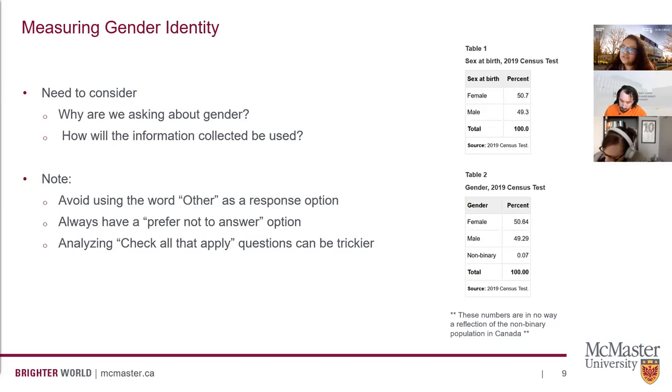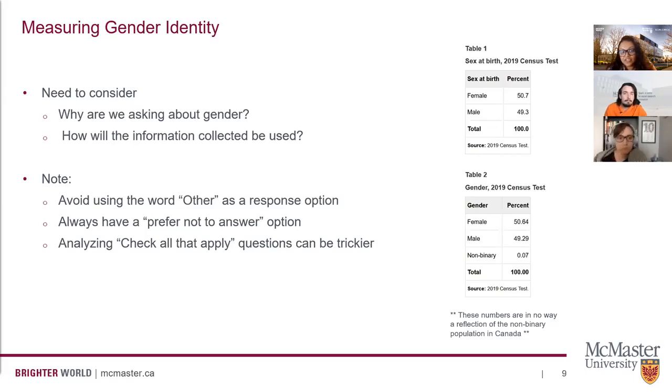So the things to note is you want to avoid using the word other as a response option. When you ask about what is your gender, you don't want to say male, female, and other because it's very quote unquote othering to use that word. I always have a prefer not to answer option because, again, like I said, people shouldn't be forced to respond to a question.